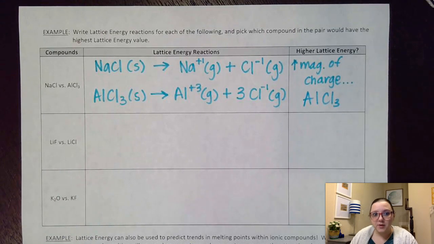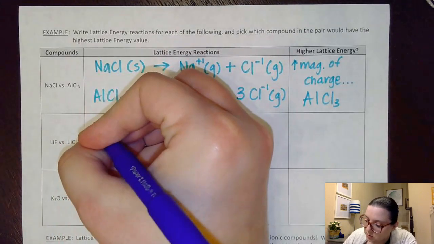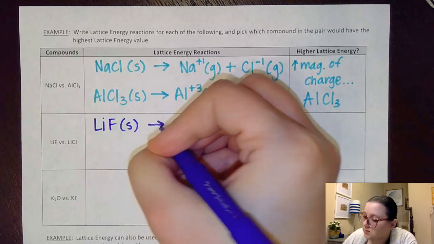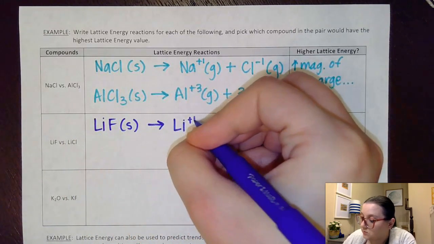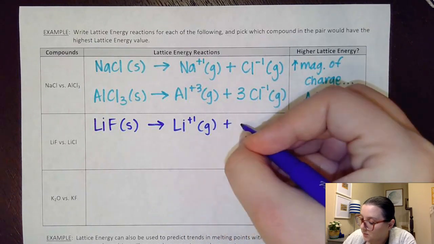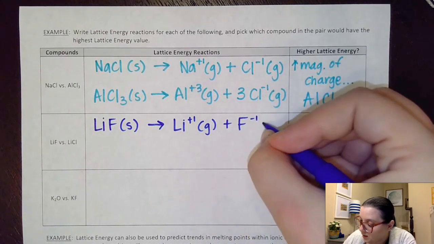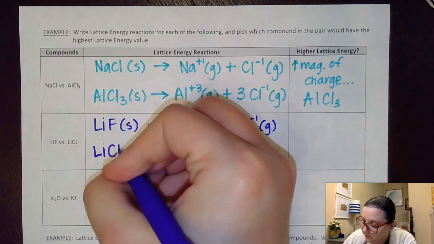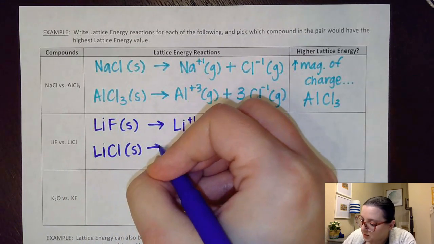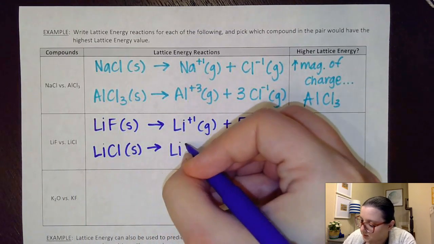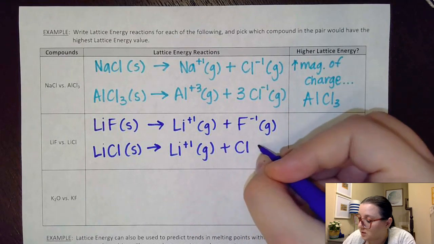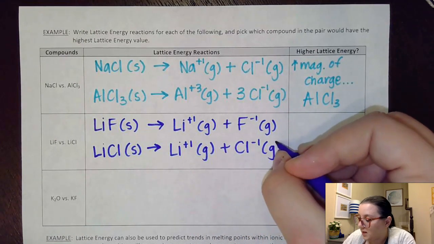All right, let's do another one. I have lithium fluoride versus lithium chloride. So again, I'm going to write my two reactions here. LiF as a solid. Lithium is in group 1, so I'd have lithium +1, gas, and my fluoride, -1, also a gas. And then I'm going to do the same thing for the lithium chloride. It's going to look pretty much the same equation-wise. The only difference is that instead of chlorine, I'll have fluorine. But they're both in the same group, so they'll both have the same charge.